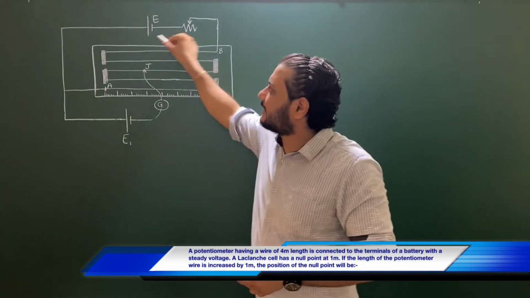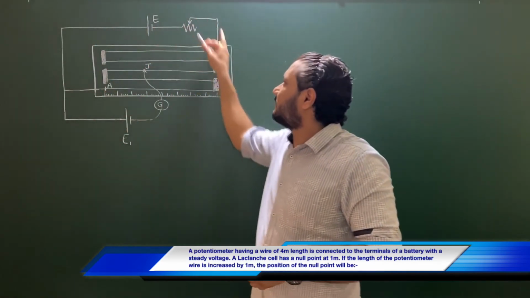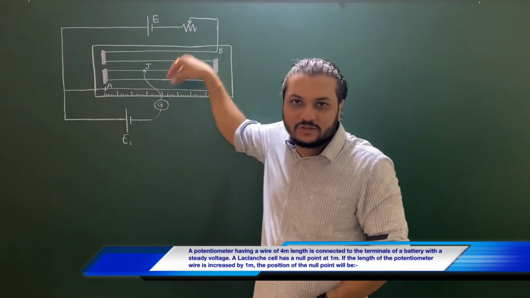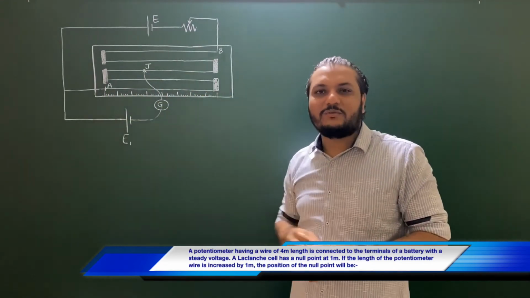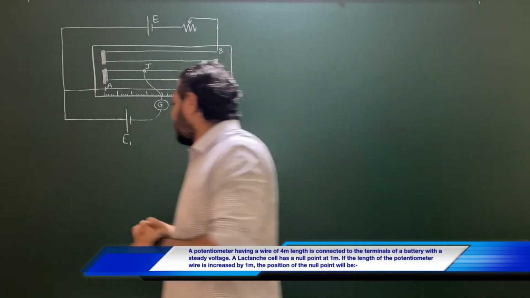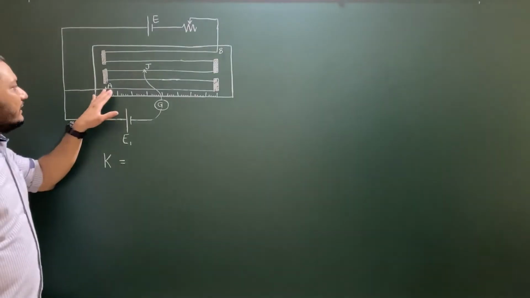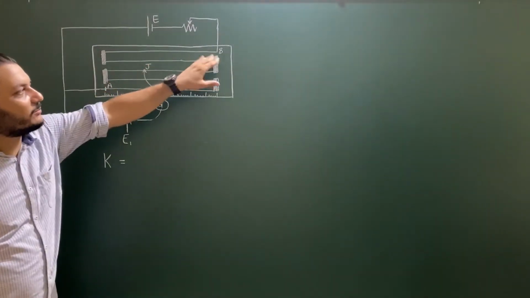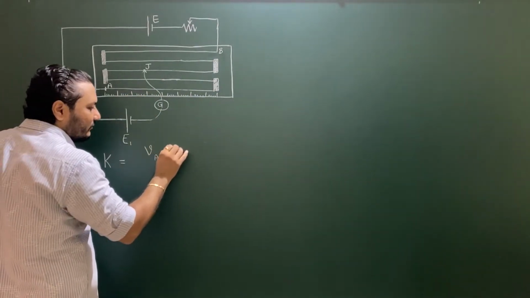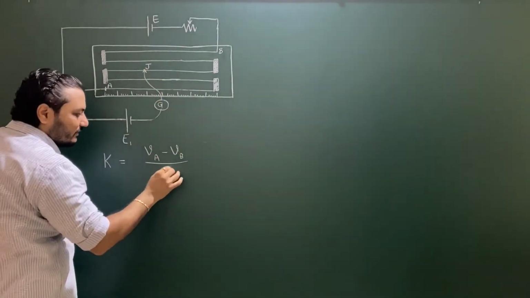Now due to this cell, if I say the potential of this point is VA and the potential of this point is VB, then as you can see, if you go from point A to B, there is a drop of potential. So let us define one quantity called potential gradient as potential drop per unit length. That potential gradient, let us write it as K, is equal to VA minus VB divided by the total length of this wire, which was given in the question as 4 meter.